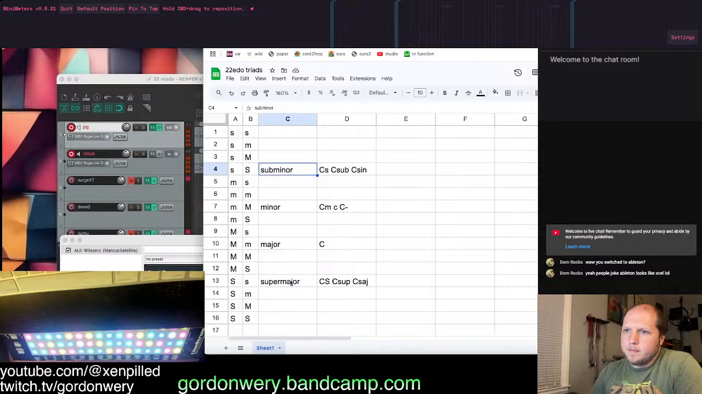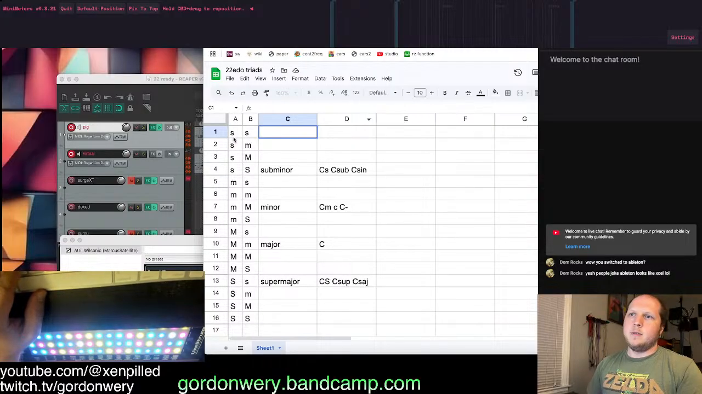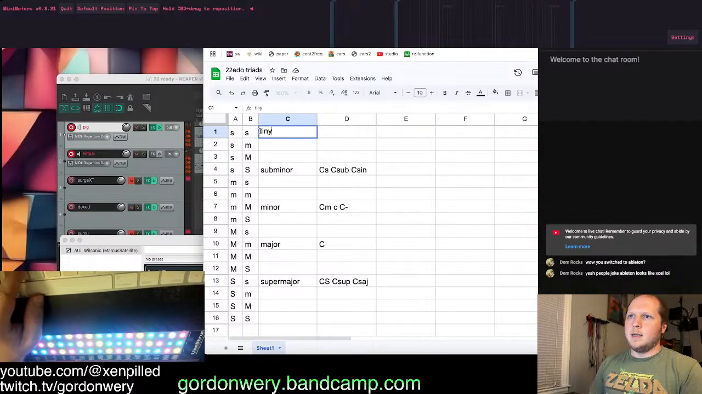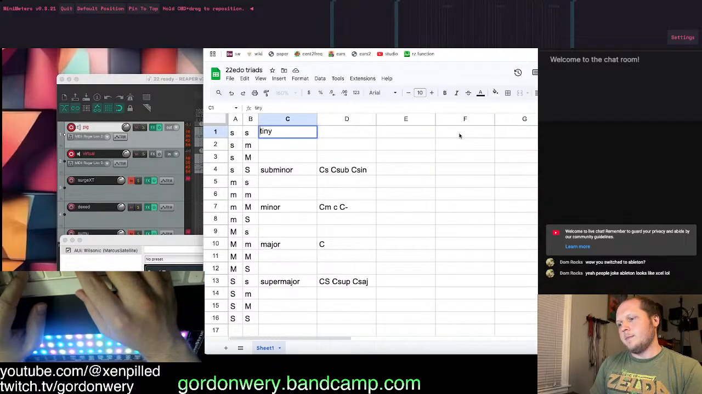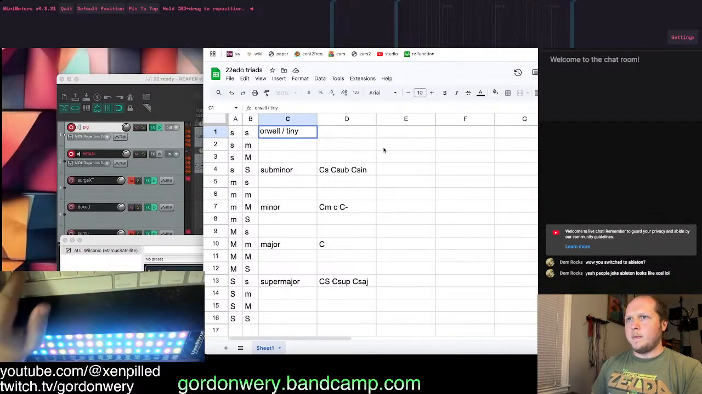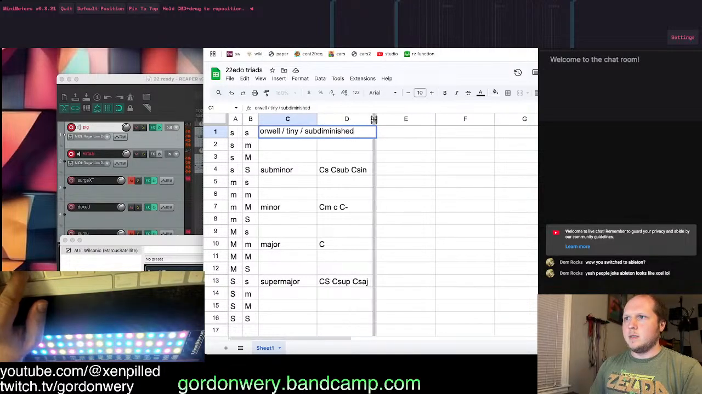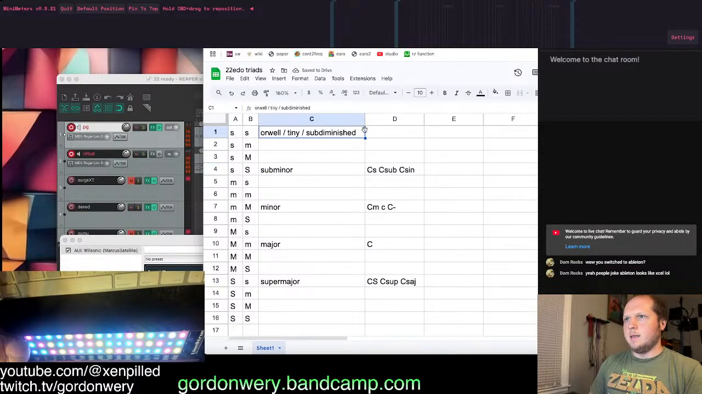But basically, Chris Vaisville came up with a couple names. So if you have subminor, subminor, he calls it tiny. But also, if you stack subminor thirds, that creates a temperament called Orwell. So you call it Orwell or tiny. I think subdiminished is fine too. But yeah, those are all names for that. And I'm kind of leaning more towards Orwell.